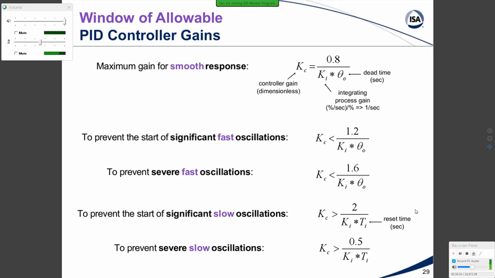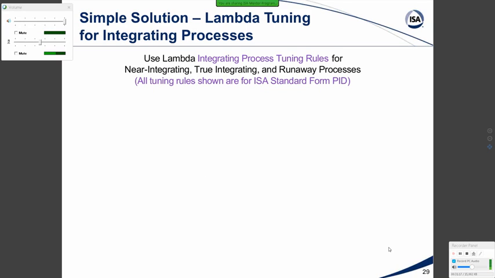Now, what happens in terms of minimum gain? Well, here we have to include the reset time. And now if we look at this different expression here, we realize the controller gain has to be greater than 2 times the inverse of the product of the integrating process gain times the reset time. And what people tend to do is have too small of a reset time and not a large enough gain. So this is a very common situation that they get into. And if it becomes this situation here, violating this inequality, they get a very severe slow oscillation.